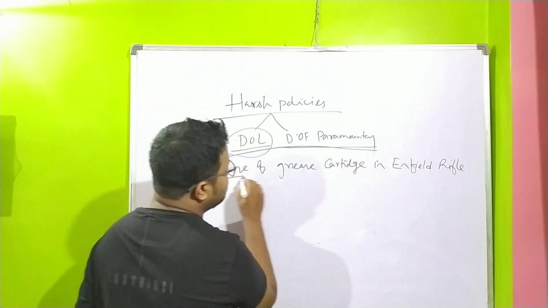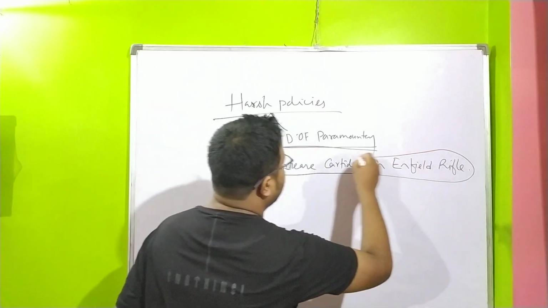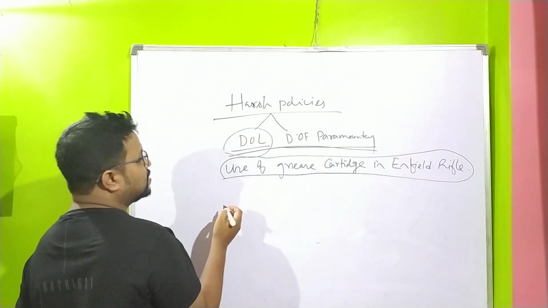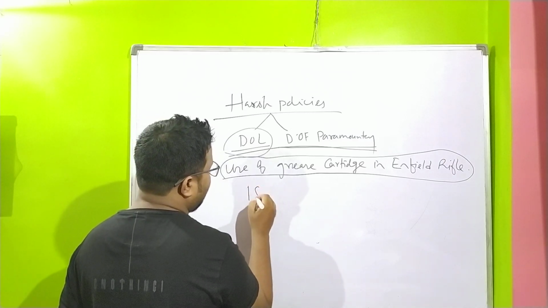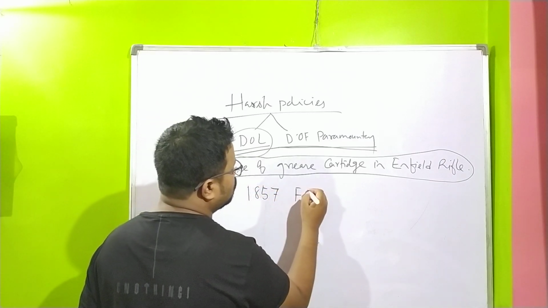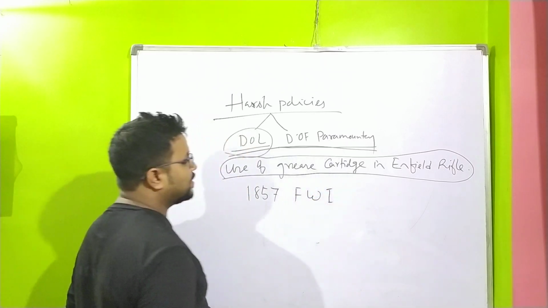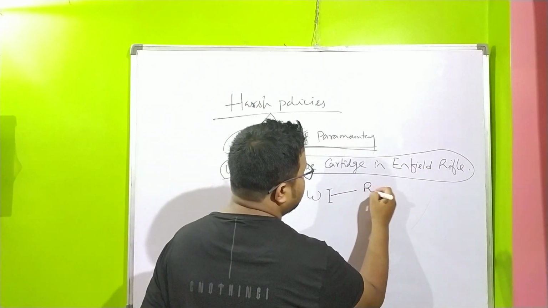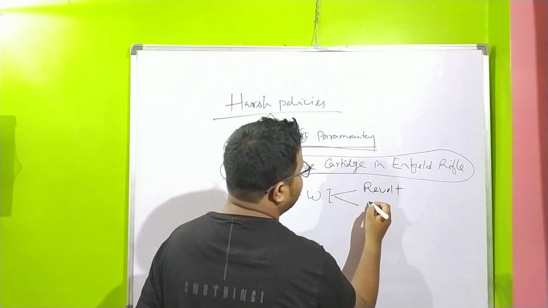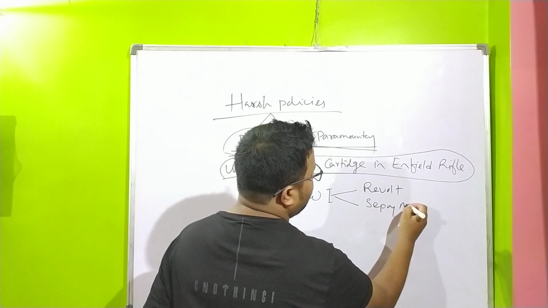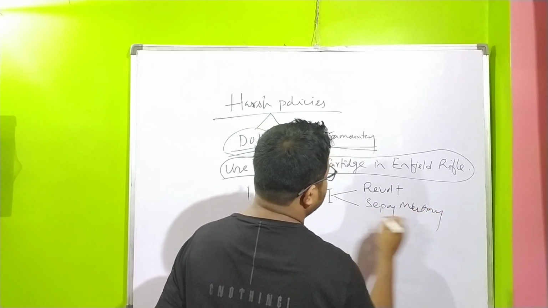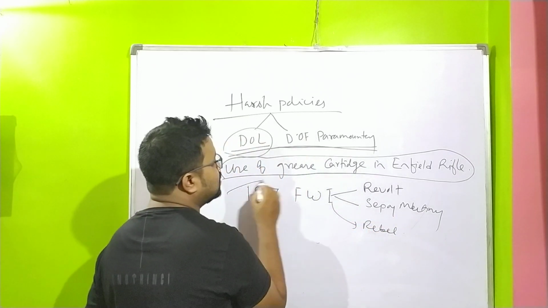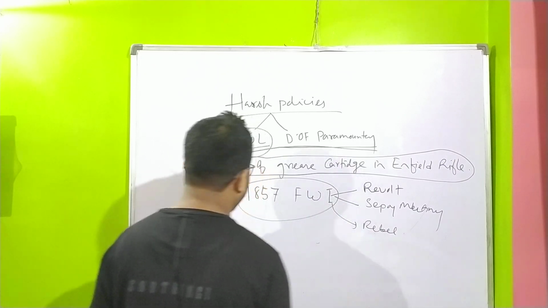use of grease cartridges in the Enfield rifle, which was the immediate cause, and it resulted in what? We have seen the 1857 First War of Independence. And this first war of independence, the British used to call it simply a revolt, or a sepoy mutiny, or simply a rebellion. But for Indians, we consider it as the First War of Independence.